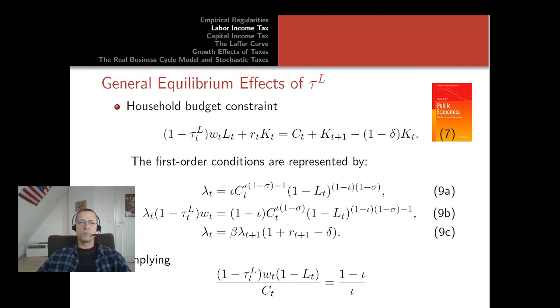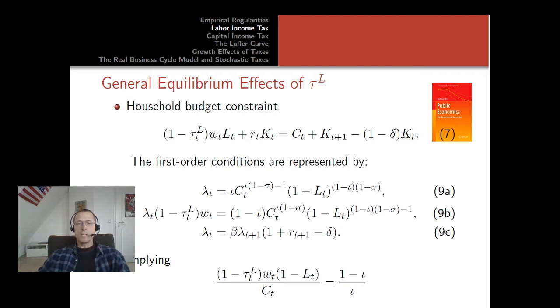According to equation 9b, the optimal labor supply is chosen such that the marginal utility from working an extra unit, an extra hour, is equal to the loss in utility from decreased leisure. On the left-hand side, we have the increase in income, (1 minus tau_L) times w, by working an extra hour. And this provides us with marginal utility lambda_t. And on the right-hand side, we have this utility from having a loss of leisure by 1 unit.